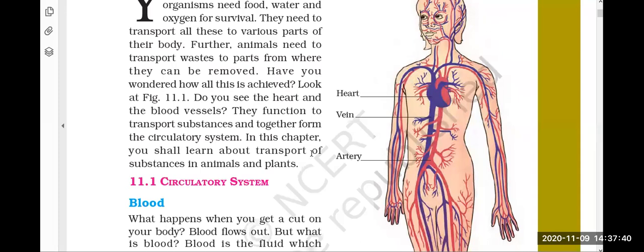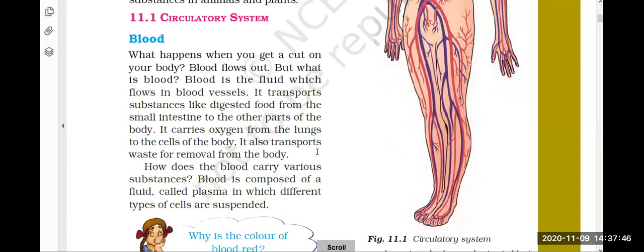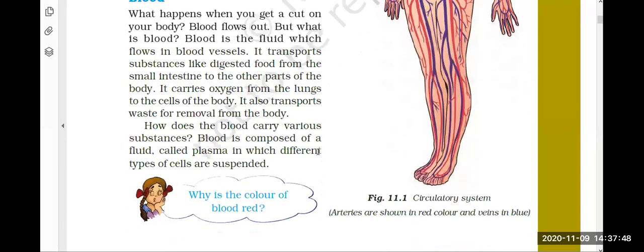Now, when we talk about the circulatory system, we talked about blood. What is blood? What is the composition of blood? The composition of blood is plasma, then red blood cells, white blood cells, and platelets.